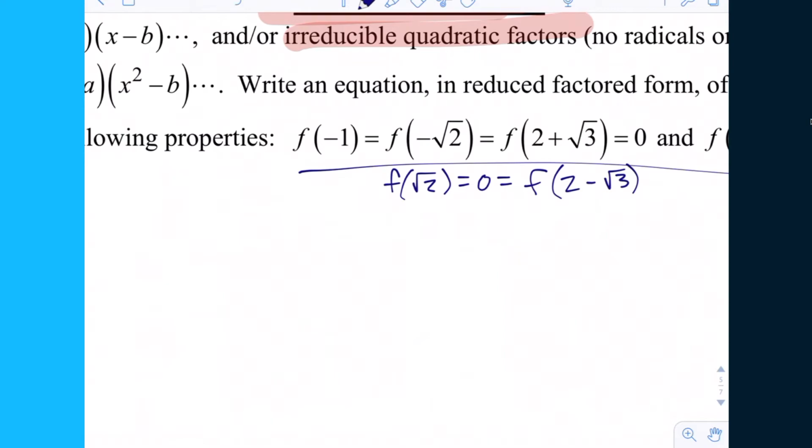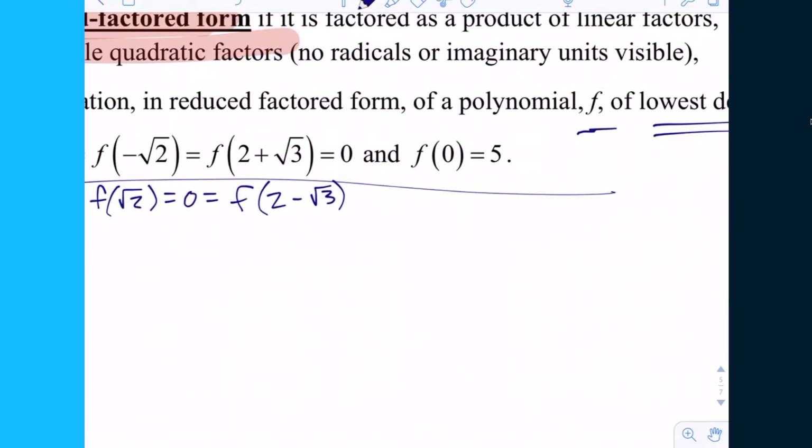1, 2, 3, 4, 5. If I have at most 5 roots, it's got to be a 5th degree, right? The number of roots is always the degree. The relative extrema, remember, is always one smaller, and then they occur in pairs. All right, now here's another point that they gave me.